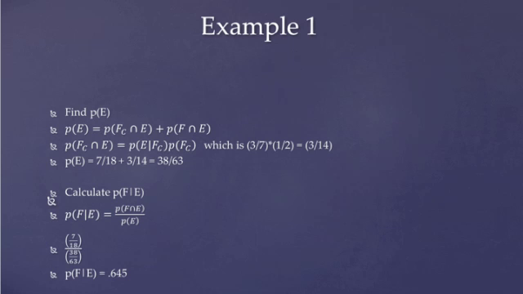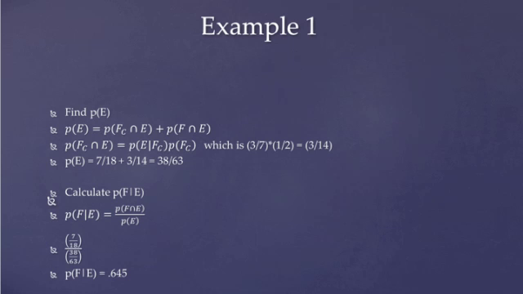The probability of E and the complement of F is equal to the probability of E given the complement of F times the probability of the complement of F, which is equal to 3 divided by 14. Then we calculate P(E) equal to 38 divided by 63.